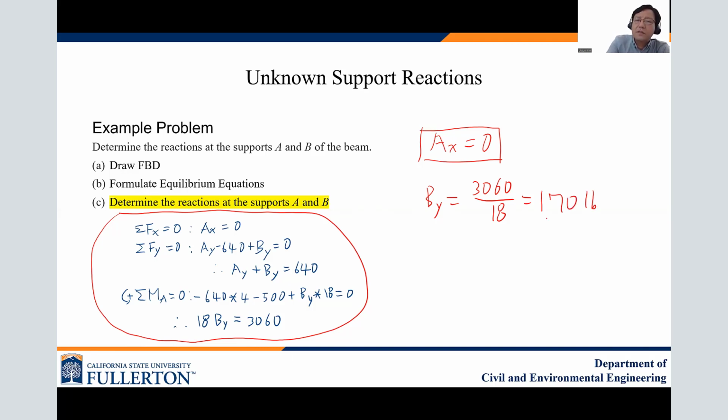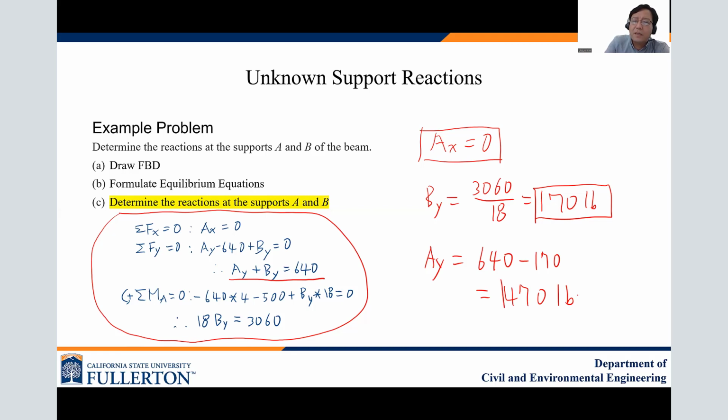Then your answer should be boxed. And then the A_y value you can find from this equation. So that one is 640 minus 170. So you will get 470 pounds. And then box it. So we get all the unknown support reactions with this procedure.